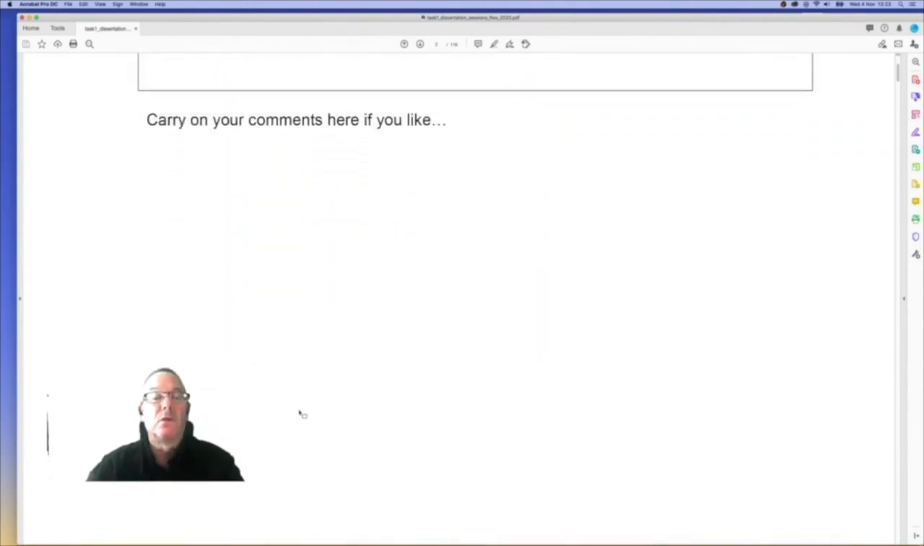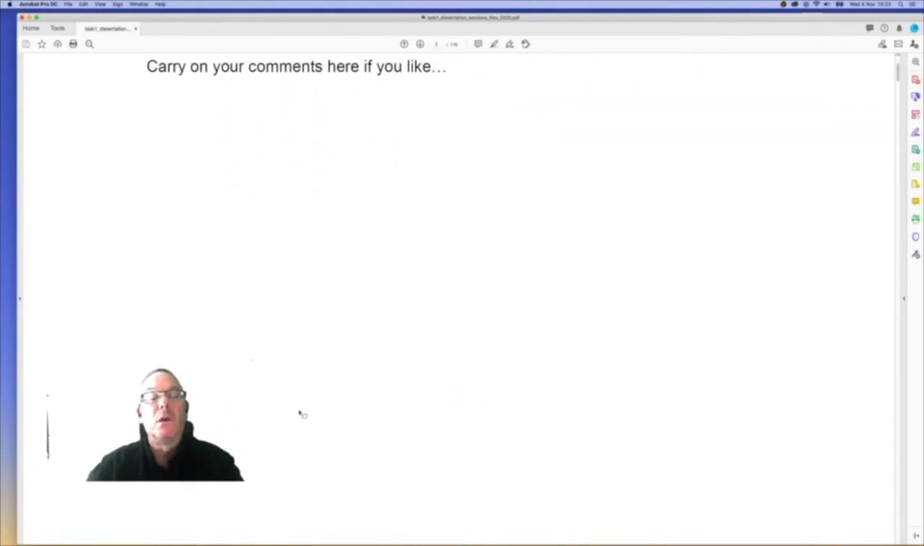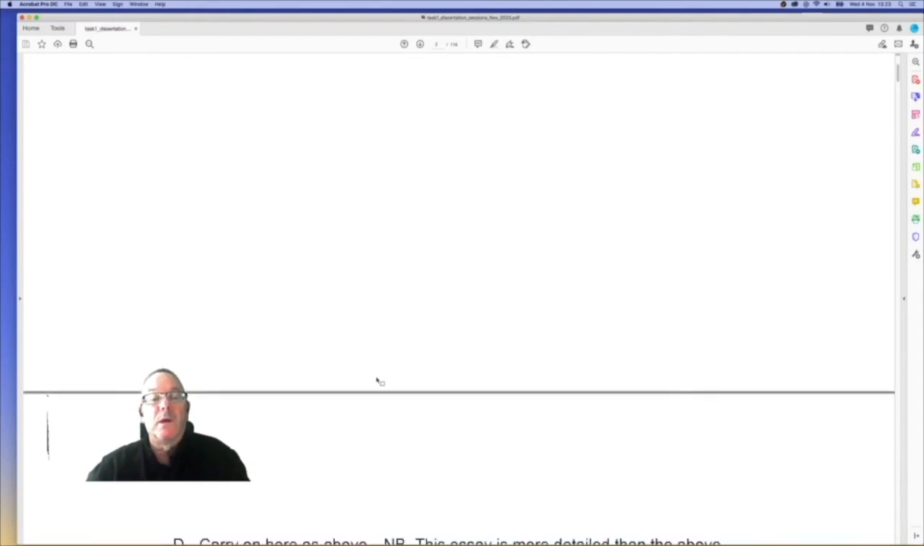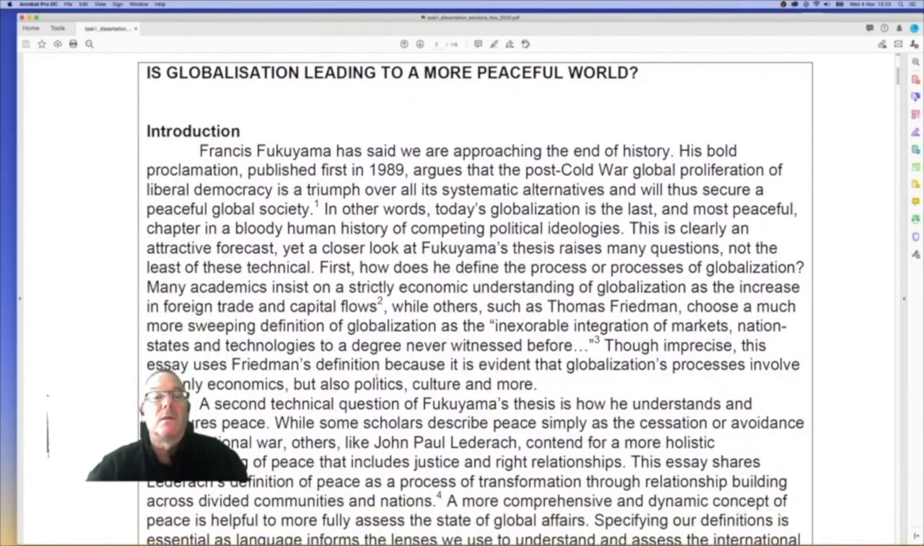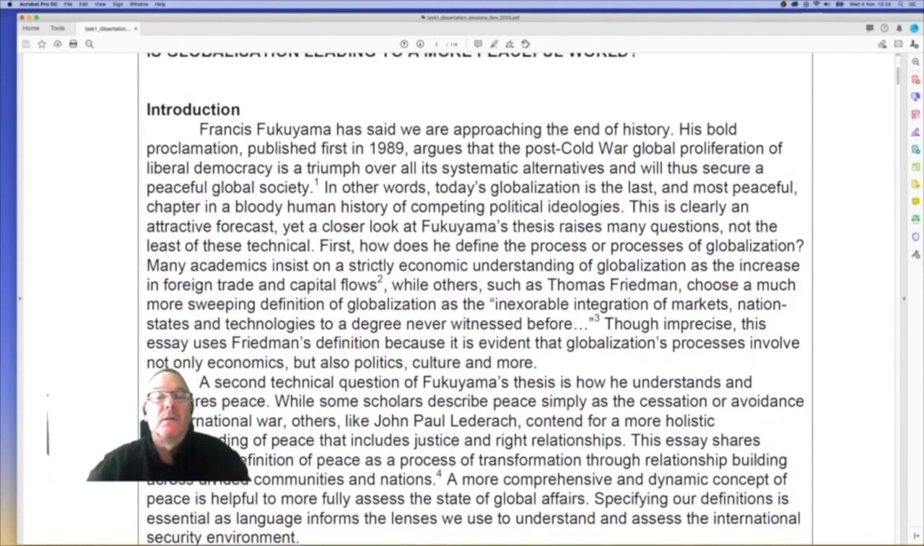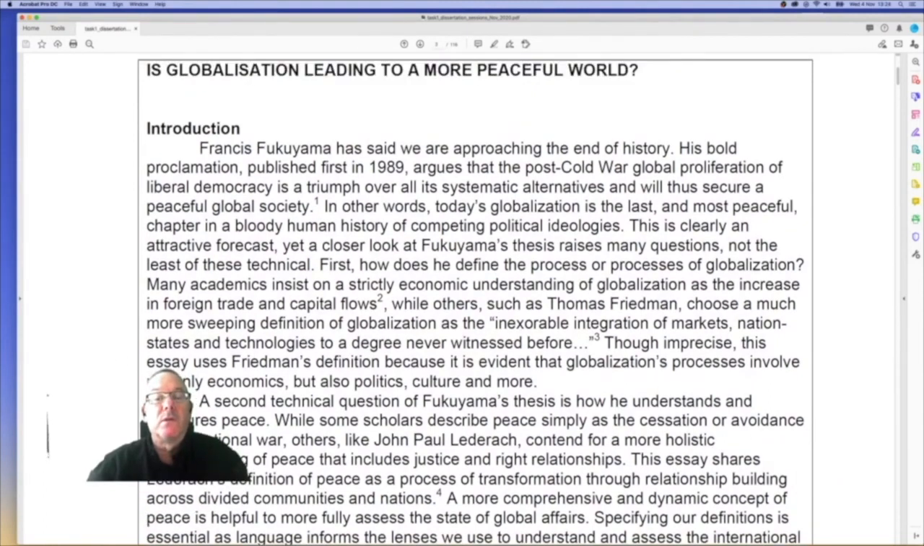There's a box here, of course, that you can use to comment on the dissertation. The idea is that you become a marker of the dissertation, as it were, and in addition to finding those characteristics, you comment on what you think is good and bad about the essay, and so on and so forth. So you do exactly the same with this essay: is globalization leading to a more peaceful world? This is a 4,000-word essay. It's written by a Fulbright scholar.